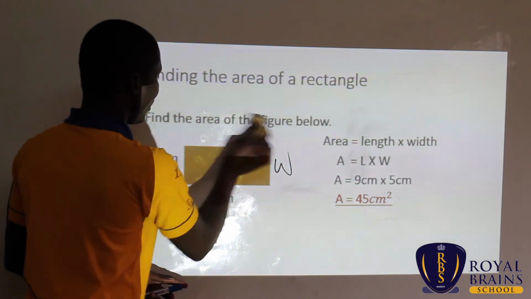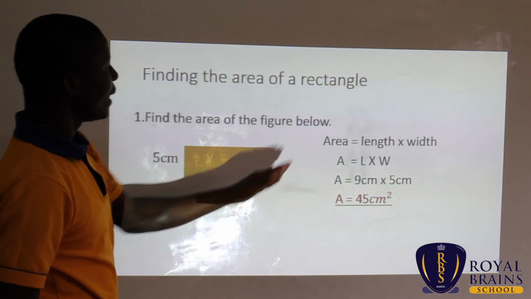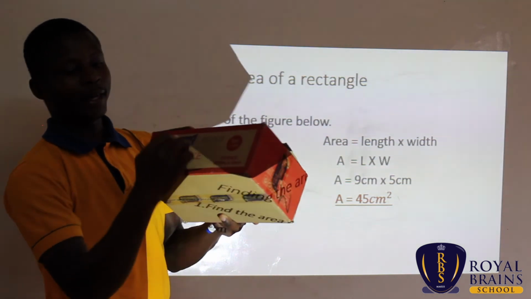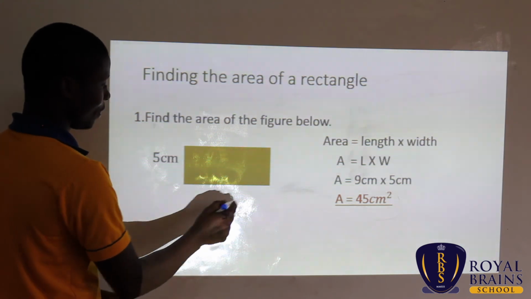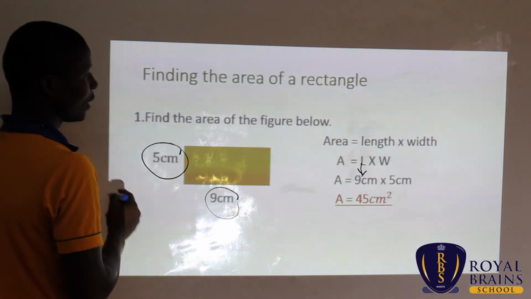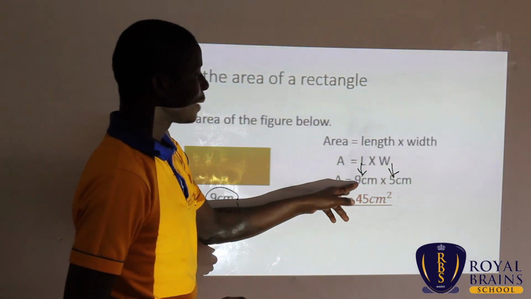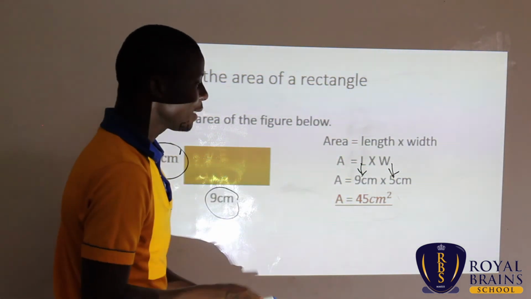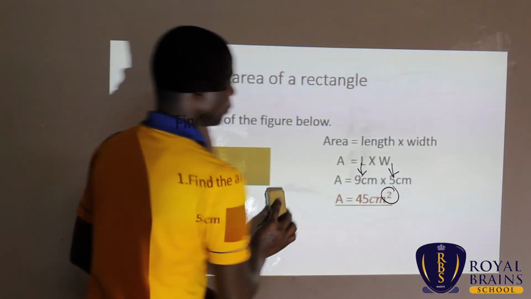Let's now see the formula of finding the area of a rectangle. Area of a rectangle is equal to length times width. I've already explained using this box that we have the length and the width. So if the length is 9 centimeters and the width is 5 centimeters, let us multiply. We take 9 centimeters times 5 centimeters. What do we have? We have 45 centimeters squared. Any question? Let's move.